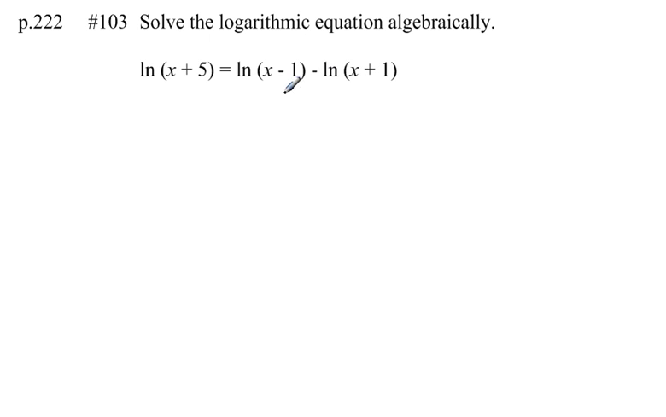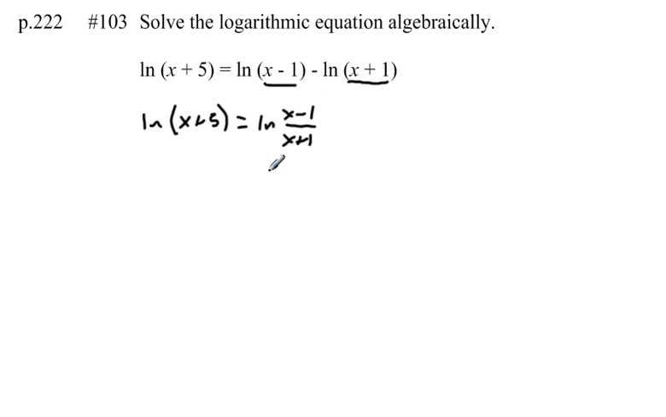Now, we have a property that says if we subtract two separate logarithms, we can rewrite this as one logarithm with the quantities divided. So let me just bring down this first part. Natural log of x plus 5 equals, this is going to be one logarithm with those two quantities divided. Natural log of x minus 1 over x plus 1.